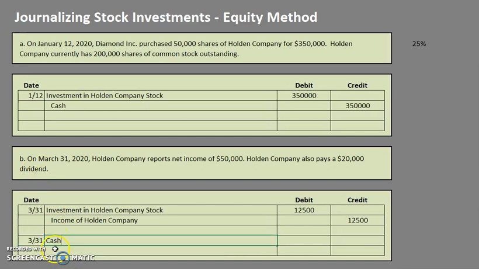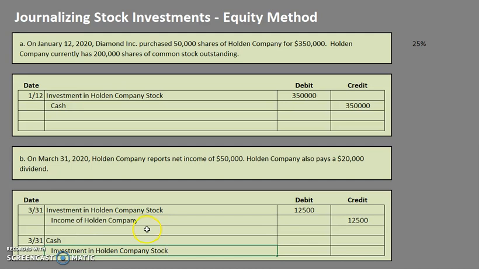So our debit is going to be to that cash account. And now our credit is another interesting part of the equity method. Since we recorded that our investment in holding company went up whenever they declared net income or whenever they reported their net income, that investment account is actually going to go down whenever they actually pay us a dividend.